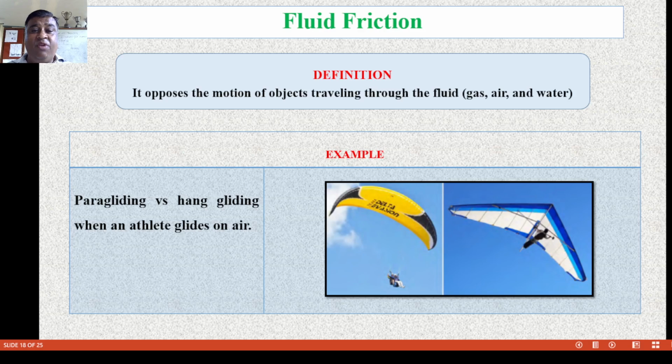Now next is fluid friction. Fluid friction opposes the motion of objects traveling through fluids, and the fluids can be gas, air, or water. Examples are paragliding and hang gliding, when athletes glide in the air.